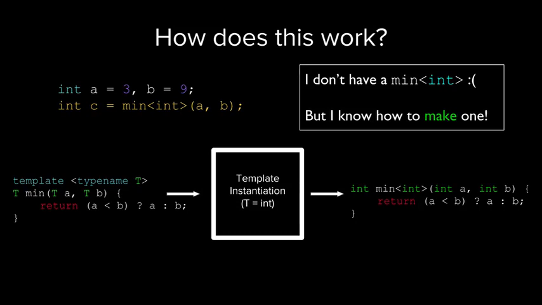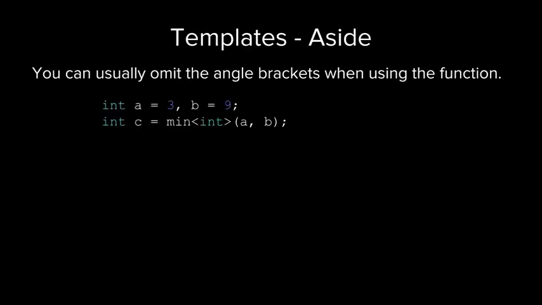And so when you use this, actually, most of the time you can leave out the angle brackets too, because it infers from the type of the parameters what version you're calling most of the time. So you really have something that looks like a min function but works for any type. Any questions about this so far?